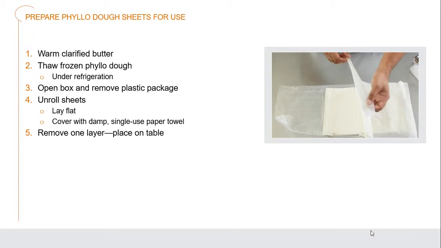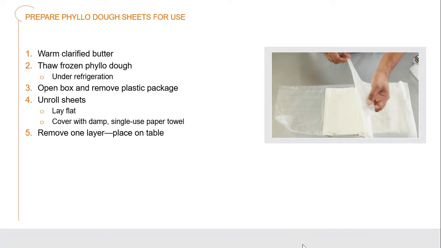So let's see, when we're using our phyllo dough, we have to be very careful with it. It's extremely delicate. So we're going to use some warm clarified butter with it. We're going to thaw the phyllo pastry dough. It always comes in frozen if you purchase it in. We keep it under refrigeration, obviously, to keep it nice and safe. We're opening the box, and we're removing the plastic packaging. We're unrolling the sheets. They normally come in bundles rolled up.